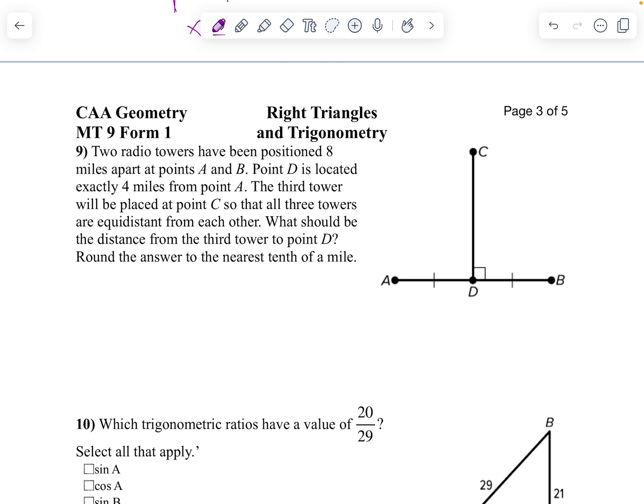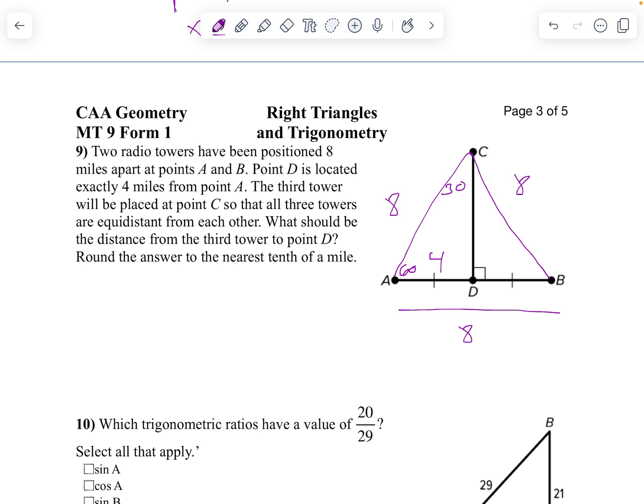Okay, and question 9. 2 radio towers are positioned 8 miles apart at points A and B. So I know this is 8 miles. Point D is located exactly 4 miles from point A. The third tower will be placed at point C so that all 3 towers are equidistant. In other words, oh, look at that. I got an equilateral triangle. So this is my 60-degree angle. My short leg is 4.